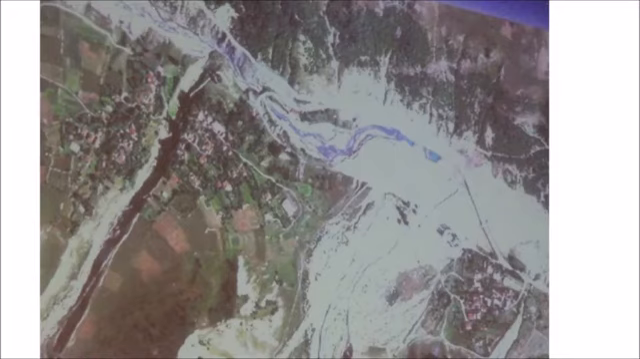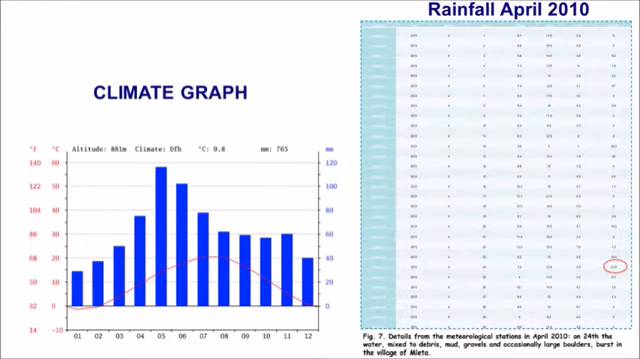So if we consider this unstable environment together with the climate factor, here we see the climate graph. The climate is continental. There are two seasons where the rainfall values are very high, spring and autumn. In springtime, as we can see, there is the season with the highest record of rainfall.